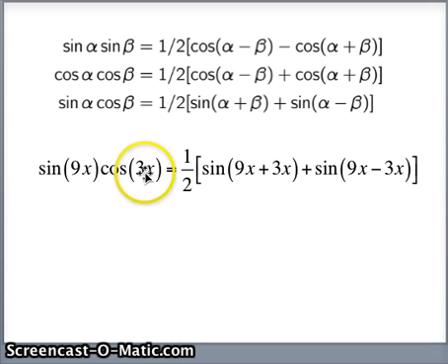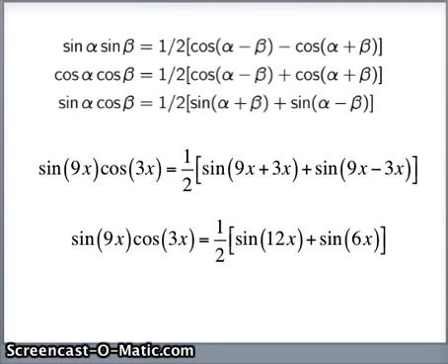If I have sine 9x cos 3x, now we're using this version. So that's 1/2 [sine(alpha plus beta) plus sine(alpha minus beta)]. Alpha would be 9x, beta would be 3x. 1/2 [sine(9x plus 3x) plus sine(9x minus 3x)]. 9x plus 3x is 12x, 9x minus 3x is 6x. And we get that.